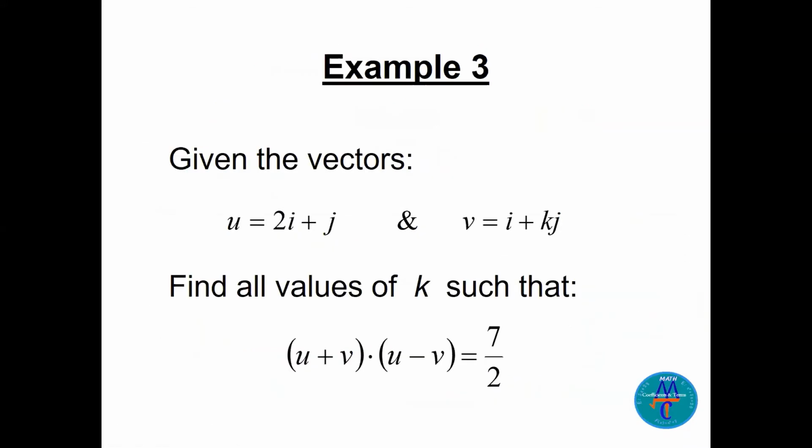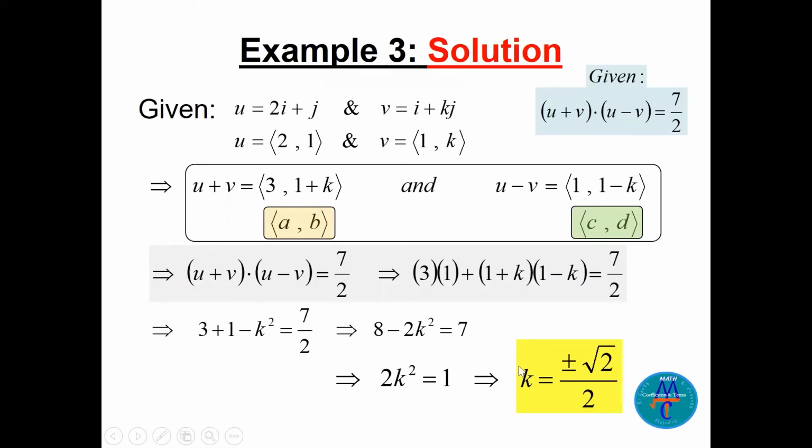Example number 3, given the vectors u = 2i + j and v = i + kj. Find all values of k such that (u + v) dot (u − v) is equal to 7 over 2. So what do we have to do here? Find the sum first, u plus v, easily, and then find u minus v. So this is a vector, this is another vector. And then we find the dot product equals 7 over 2. Then there is a variable k inside we have to find.